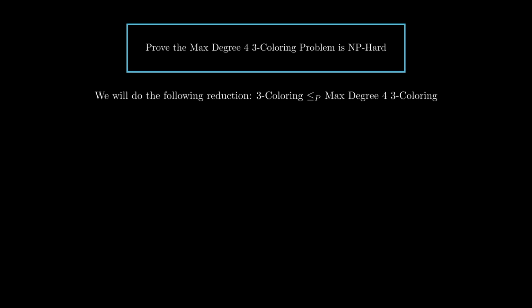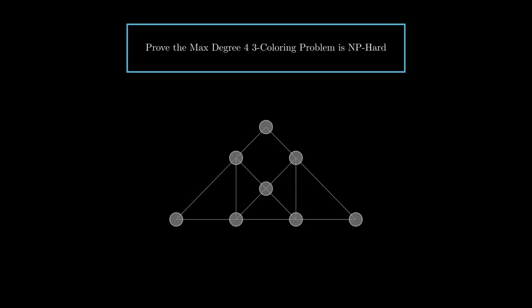To show max degree 4 three-coloring is NP hard, we will reduce from the original three-coloring problem. Since we know that the max degree a vertex can have is 4, we need to create a gadget that can help us modify vertices which have degrees greater than 4. With this gadget, we have three ends that we can use to connect to other vertices. Furthermore, the design of our gadget allows it to always be three-colorable if each of the three ends are the same color.